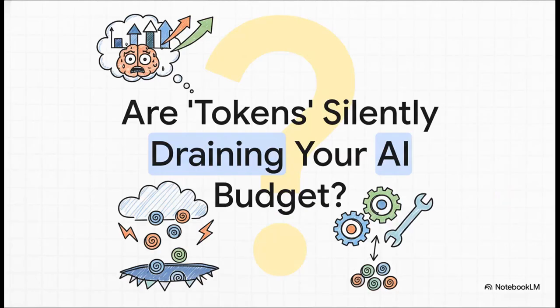So let's be real for a second. This is the question that probably keeps you up at night, right? You launch an amazing AI feature. Users love it, usage spikes, and then you see the bill. Suddenly, your operational costs are just skyrocketing. It can feel totally unpredictable. But here's the thing, it really doesn't have to be.